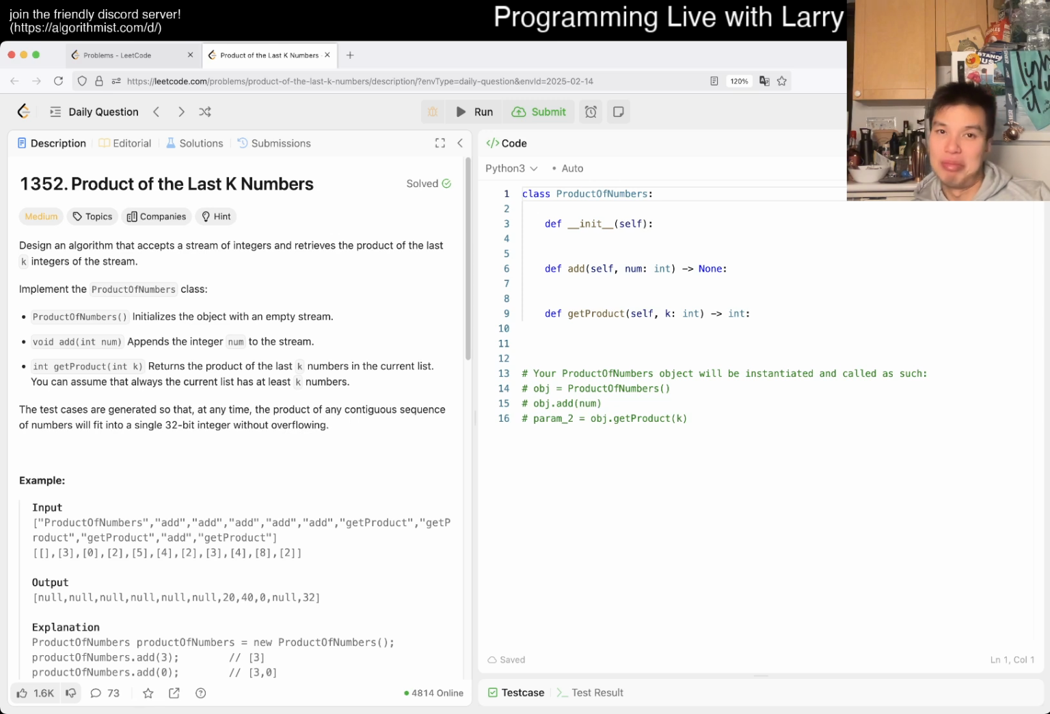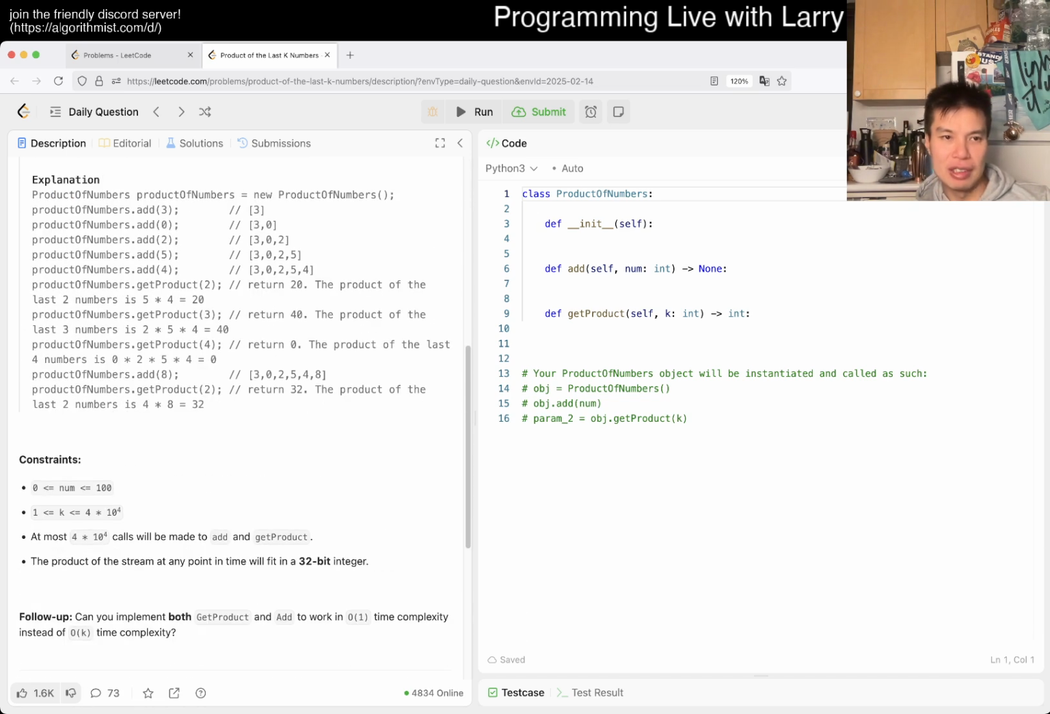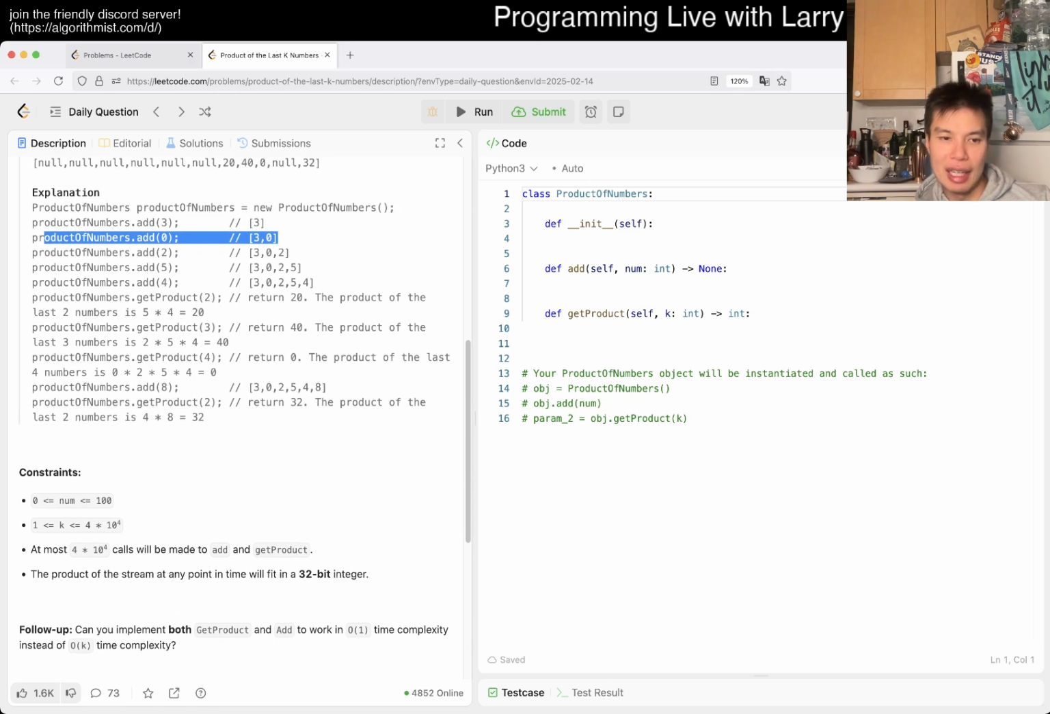And yeah, let's take a look at today's farm. We have 1352, Product of the Last K Numbers. Okay, so design an algorithm that accepts a stream of integers and retrieves the product of the last k. The first thing to note is that we probably only need a sliding window. The other thing, and they kind of give it to you actually, I was going to look for it, is 0, right?